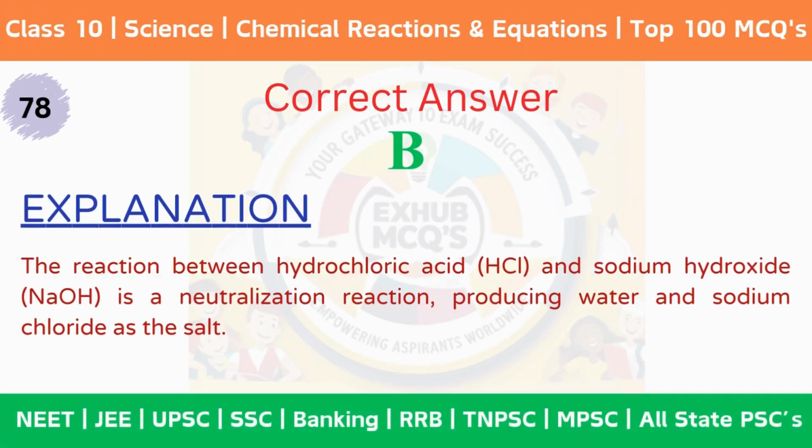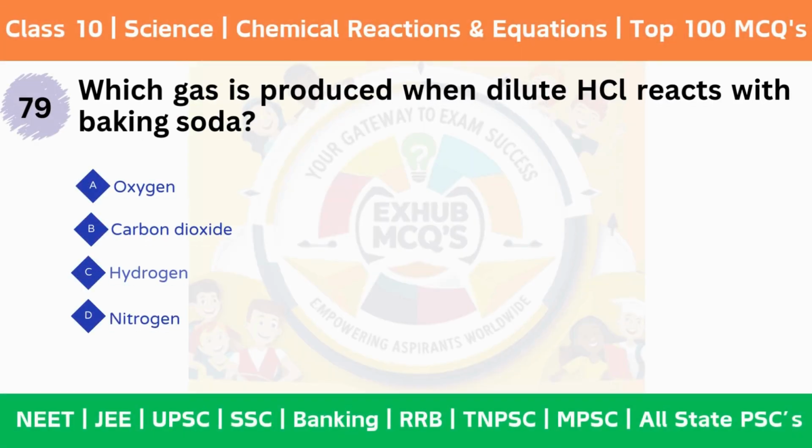The correct answer is option B, neutralization reaction. Explanation. The reaction between hydrochloric acid and sodium hydroxide is a neutralization reaction, producing water and sodium chloride as the salt. MCQ 79. Which gas is produced when dilute hydrochloric acid reacts with baking soda?